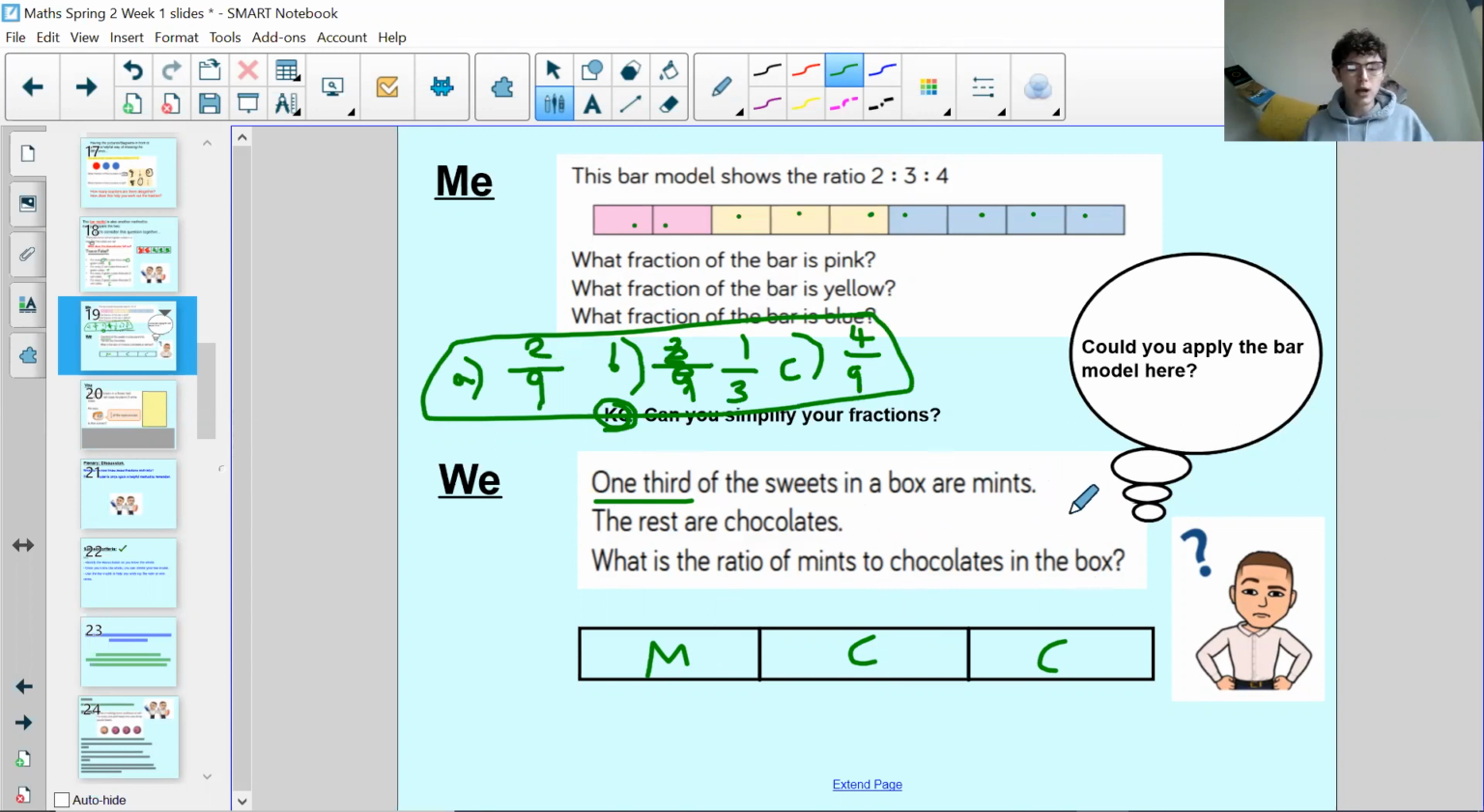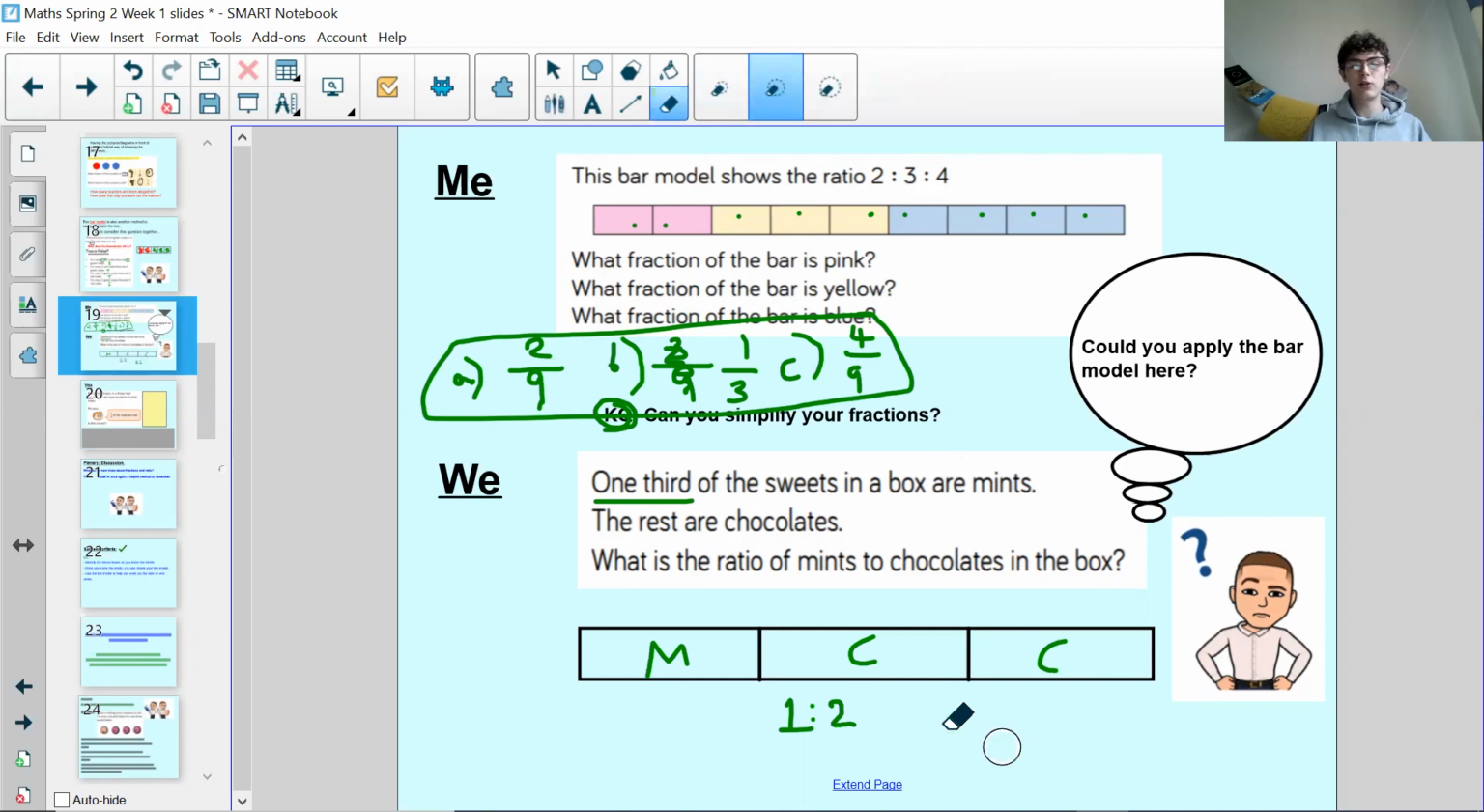Okay, so as we know, we can use our for every phrases to work out ratio. So for every 1 mint, there are 2 chocolates. Okay, for every 1 mint, there are 2 chocolates, which would make our ratio 1 to 2. Okay, so remember we say it 1 to 2. And if it was the ratio of chocolates to mints, it wouldn't be 1 to 2, it would be 2 chocolates to 1 mint. It would be for every 2 chocolates, there is 1 mint. Okay, so our answer is 1 to 2. So well done if you got that.